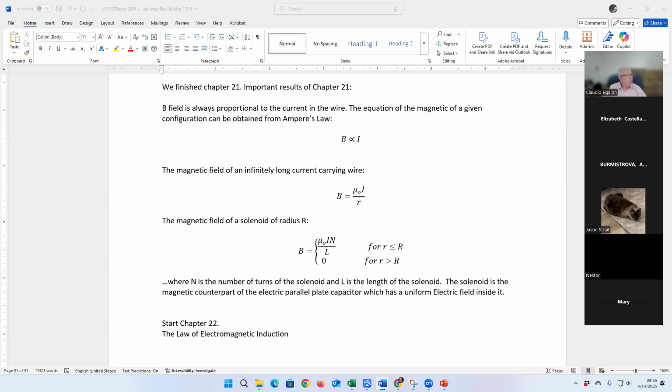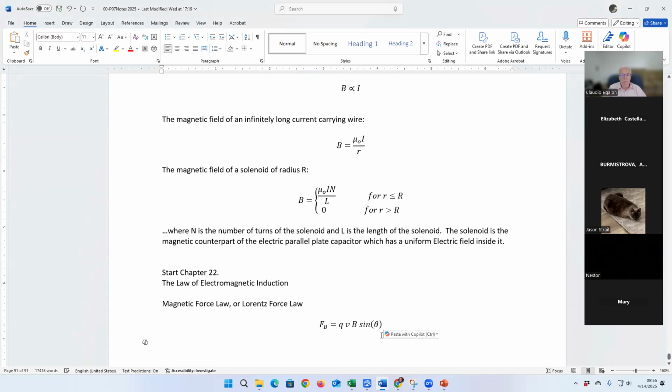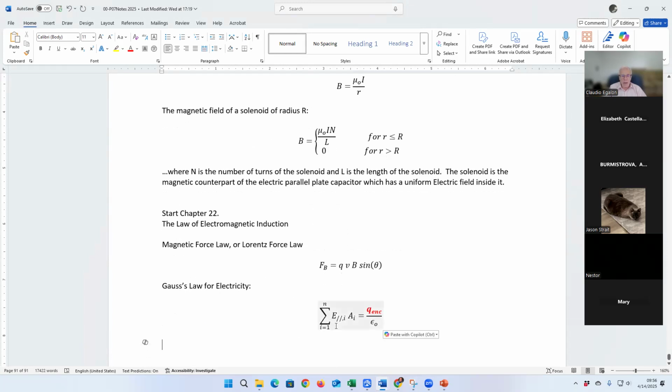Magnetic force law, or Lorentz force law, for a moving charge. Gauss's law for electricity, which is just a more generic format of Coulomb's law. Here's the electric field parallel to the area vector of your imaginary abstract surface that encloses an electric charge.